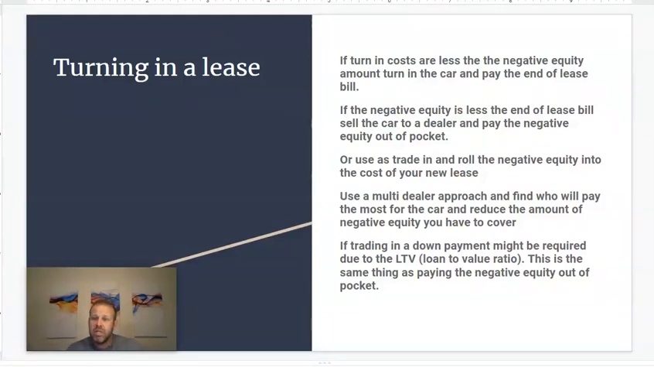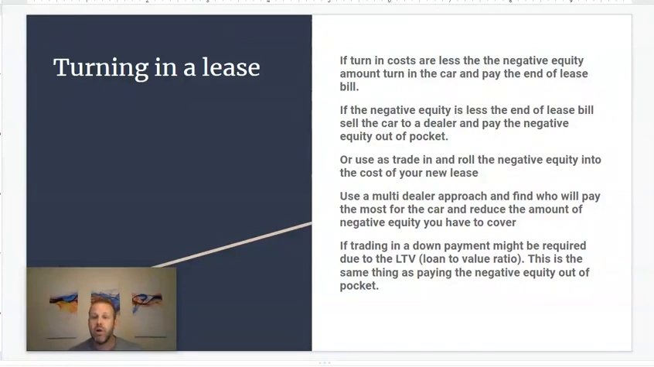And you can use a multi-dealer approach to find who will pay the most for the car and reduce the amount of negative equity you have to cover. So just like when we're shopping with multiple dealers, just like when we're trying to find the most trade value with multiple dealers, use the same strategy when you're upside down to see which dealer will offer you the most for the car and get the closest to your payoff with the smallest amount of negative equity, and you can get the most out of that transaction and reduce how much you have to pay.